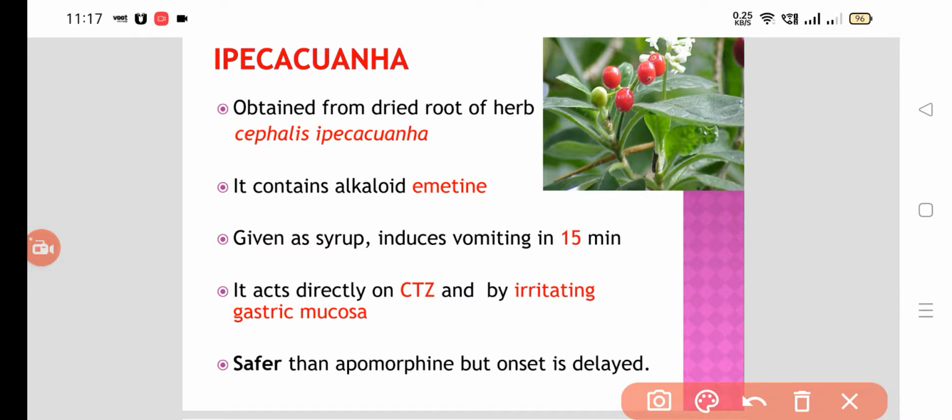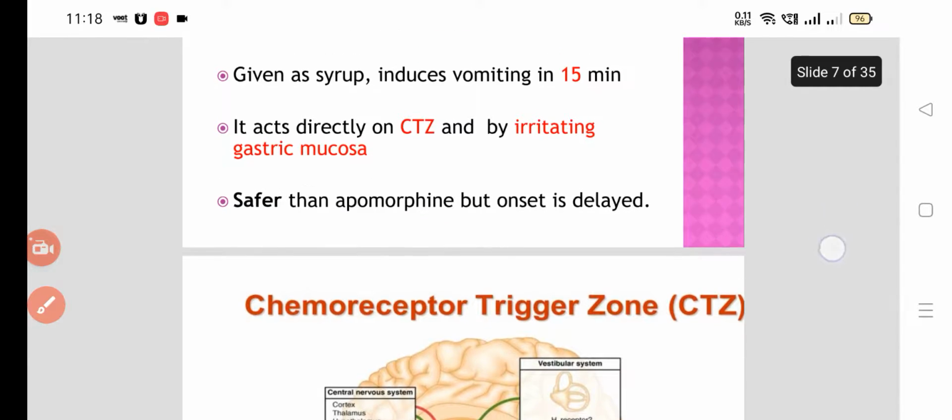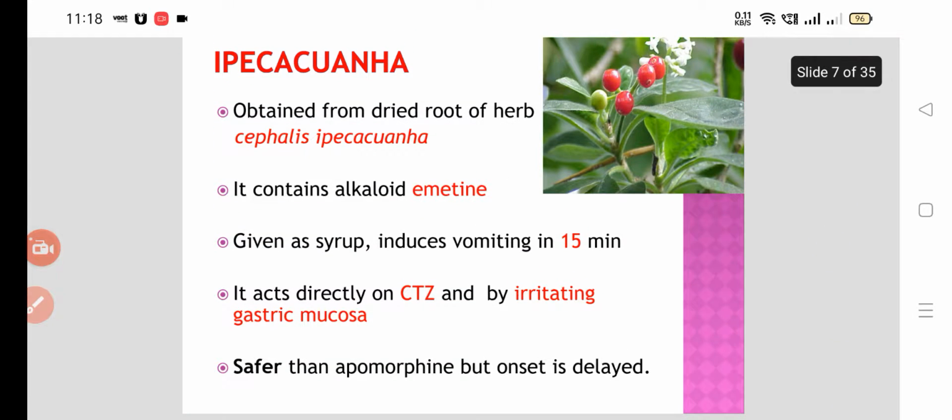It acts directly on the CTZ and by irritating the gastric mucosa. It is safer than apomorphine, but the onset is delayed. It takes 15 minutes, while apomorphine takes 5 minutes, but ipecac is very safe. There is no respiratory depression, no CNS depression, no confusion, and no psychosis. All these are the advantages of ipecac.